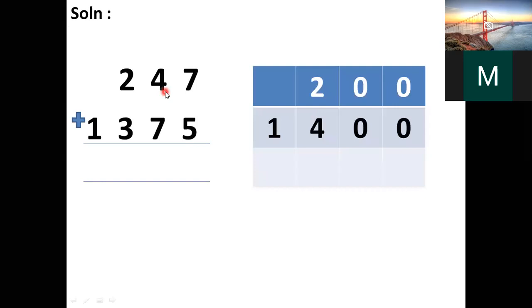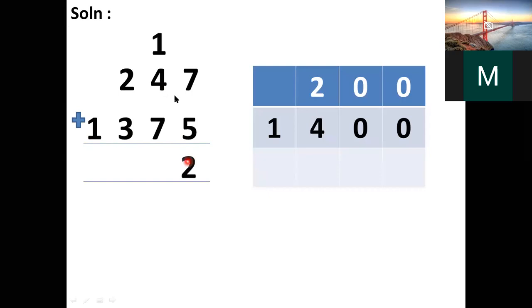Okay, so guys, the first number is 247 and the second number is 1375. First all of you do the actual sum. Actual means write these two numbers, and then add them. So 7 plus 5 equal to 12. You can write 2 in the ones place and 1 goes to carry.